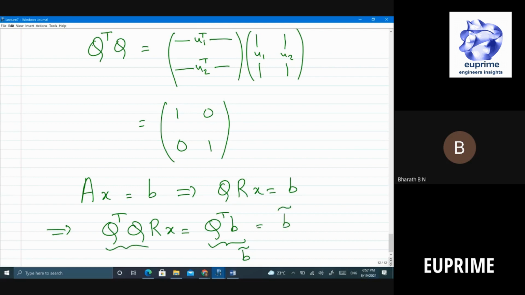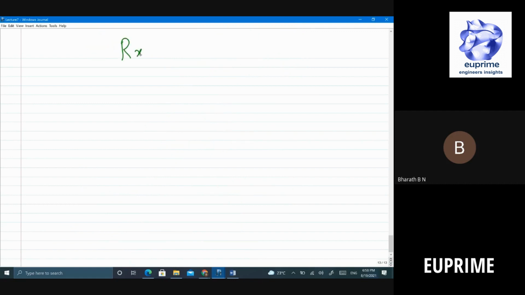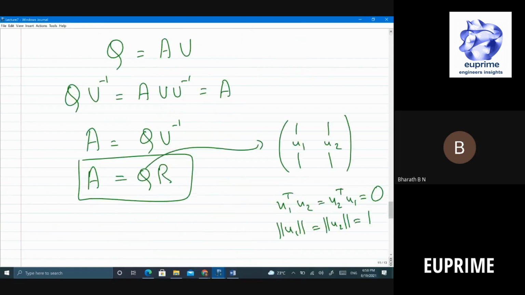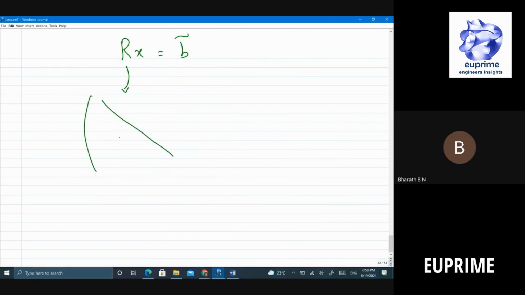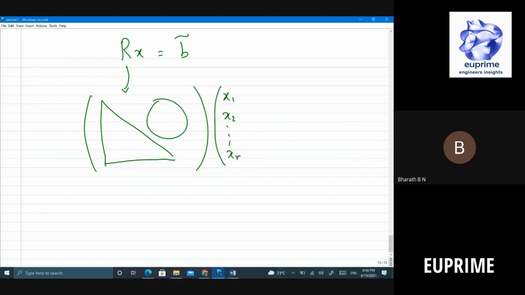Now what can you say about Q transpose Q? Identity, right? What do we have? Rx is equal to b tilde. So how does Rx look like? U is upper triangular, U inverse is lower triangular. That means R is lower triangular like this. You have entries here and 0 here, times x, which is x1, x2, xn, equal to b1 tilde, b2 tilde, and so on, bn tilde.